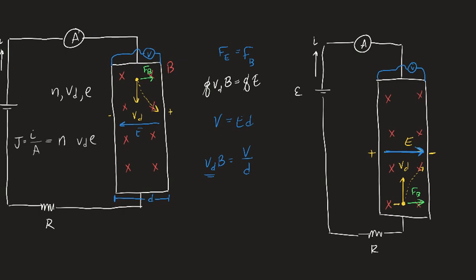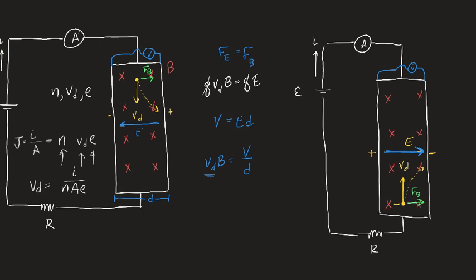Remember, this is the number of charge carriers, or the charge carrier density in the wire. This is the charge per charge carrier. This was the drift velocity. This was the definition of current density. So we could solve this for the drift velocity instead, and we get I over N A e.